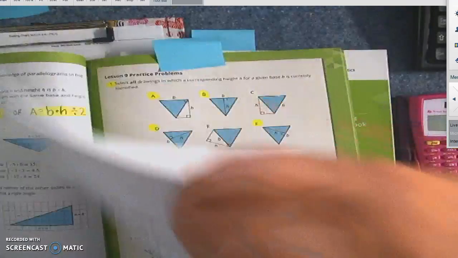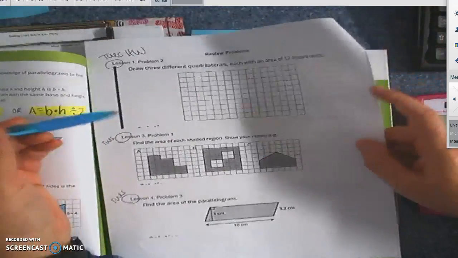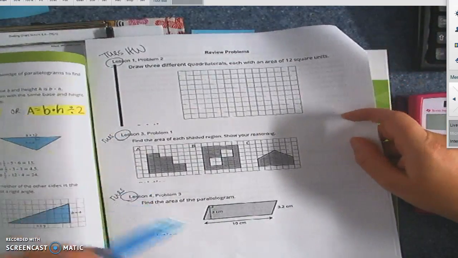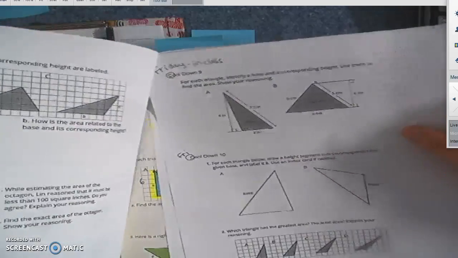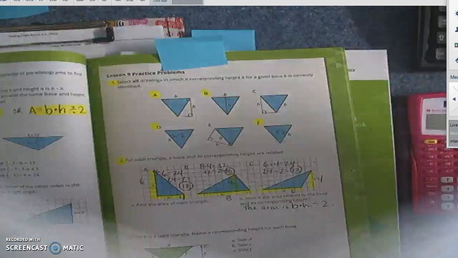So tonight, you're going to do these 3 problems that say Tuesday homework. And then on Wednesday, you'll do the ones that say Wednesday. Thursday, you'll do the ones that say Thursday. And then Friday in class, we're going to do the last little chunk.